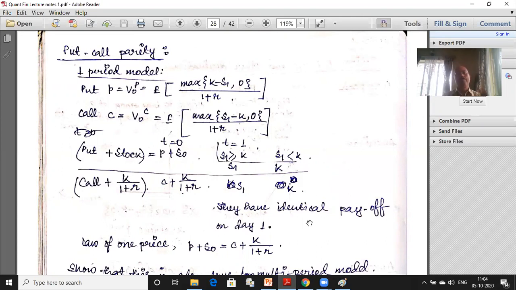Suppose I have a portfolio today which has the put contract and 1 unit of the underlying stock. That portfolio today will be priced at P plus S naught, because P is the price of the put contract and S naught is the current stock price. So that is the value of my portfolio now.